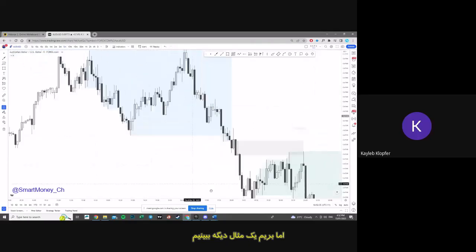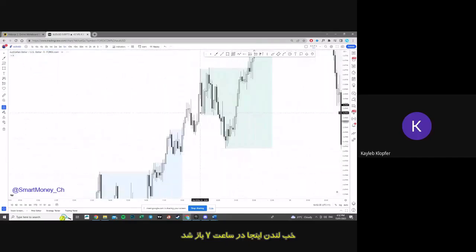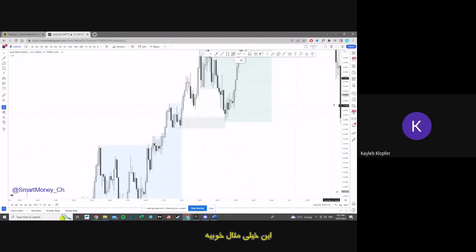Okay, let's look at another one. London opened here at 7, so let's go an hour and a half later. Bang, right on the dot at 8:30, we mitigated a very nice impulsive Asia order block. That's a very good example.